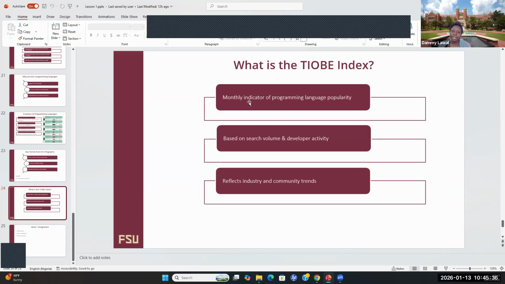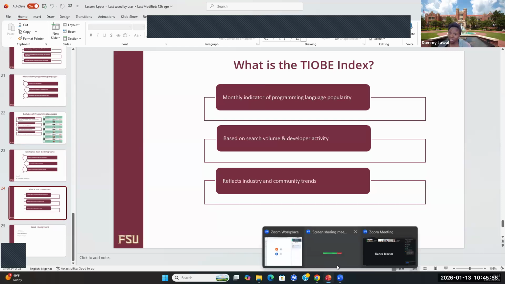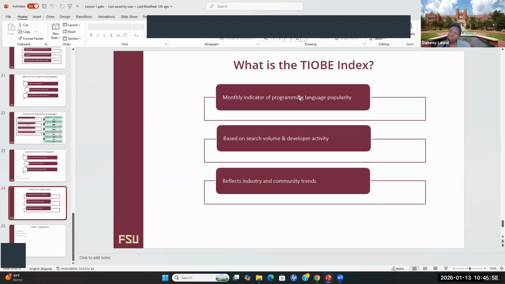So a lot of people are searching, and developers are using the specific language to create and develop their products or software. It's just reflecting the community trends in terms of usage. So please go through it, because you have some questions on your quiz that will be coming from that article. Please go through the January 2026 report.